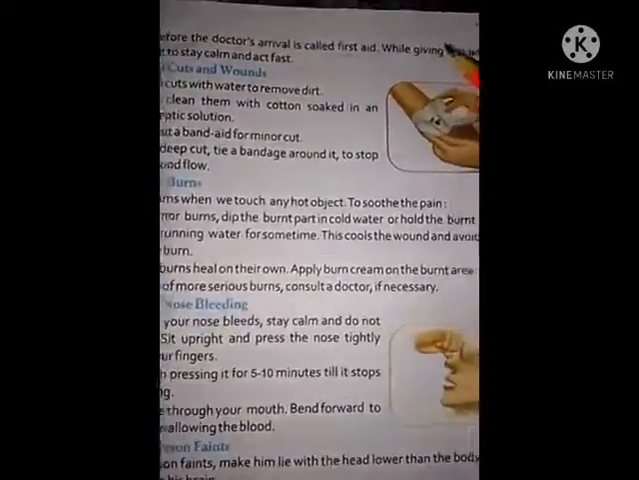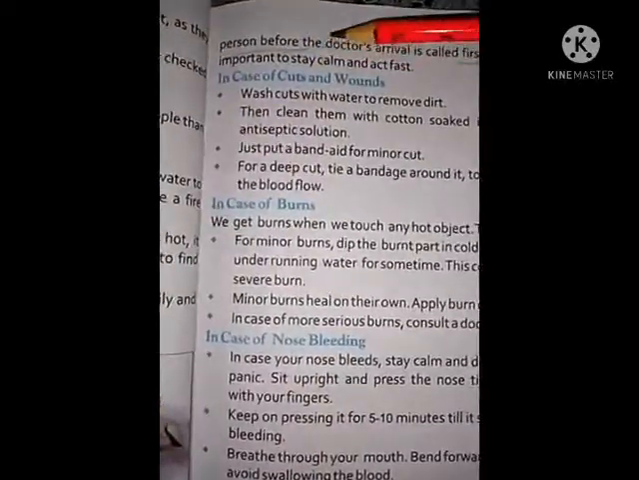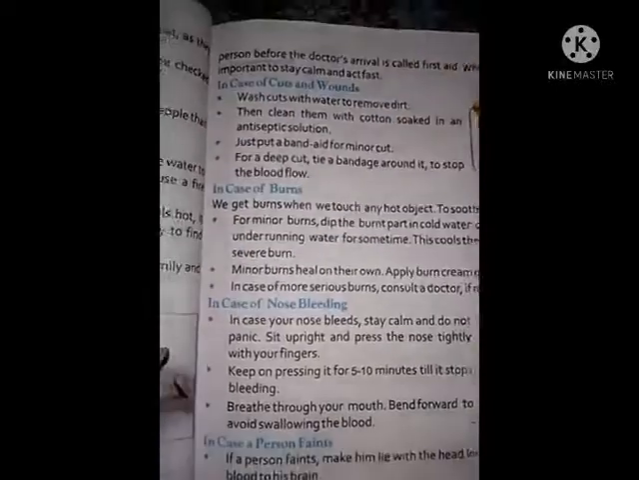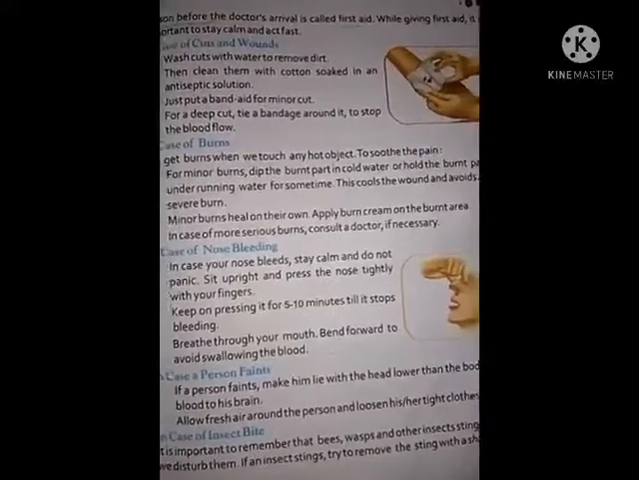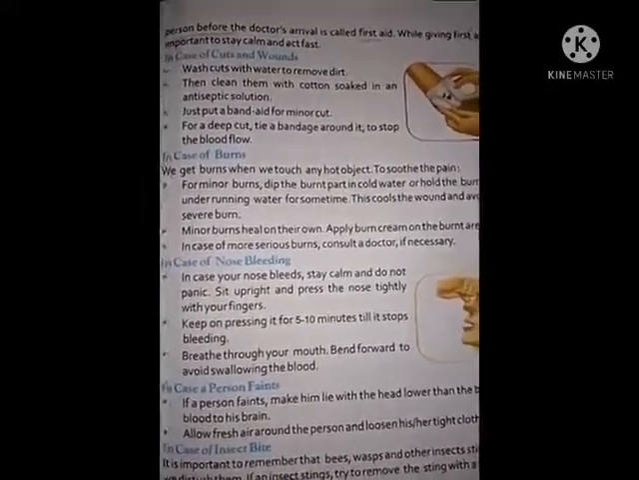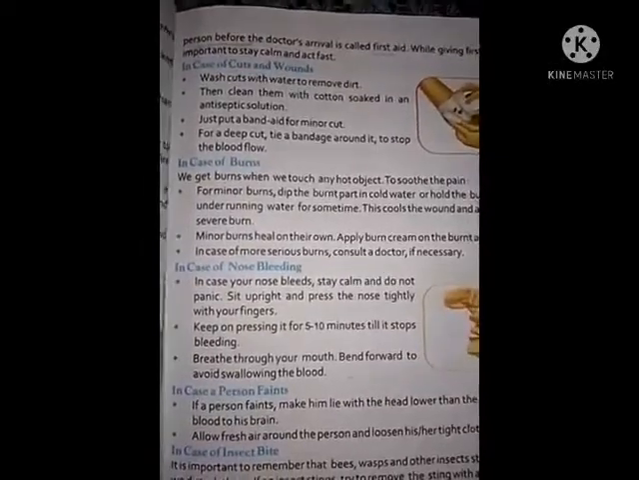Understand? Now say, while giving first aid, it is important to stay calm and act fast. So if you are giving first aid to an injured person, then you have to stay calm and do whatever you are doing fast.